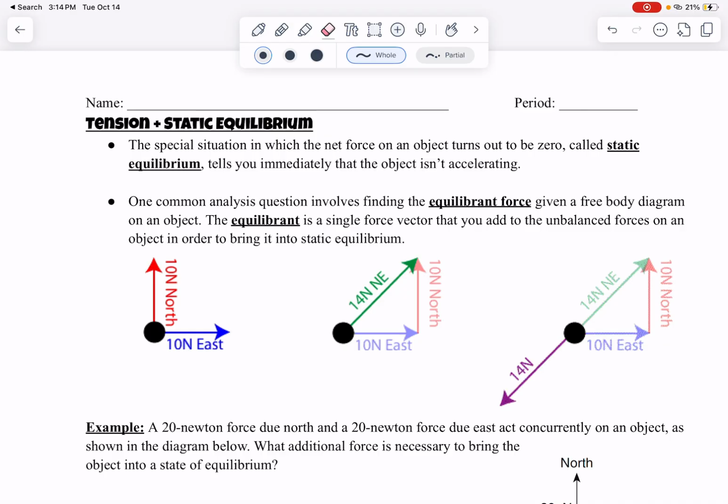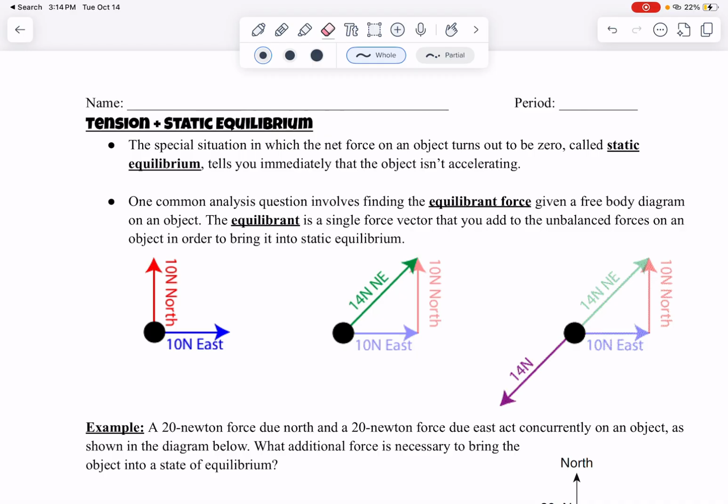The special situation in which the net force on an object turns out to be zero, called static equilibrium, tells you immediately that the object isn't accelerating. So if you're in static equilibrium, that means that the net force is zero. One common analysis question involves finding the equilibrant force, given a free body diagram on an object. The equilibrant is a single force vector that you add to the unbalanced forces on an object in order to bring it into static equilibrium.